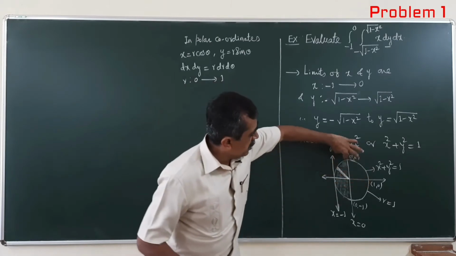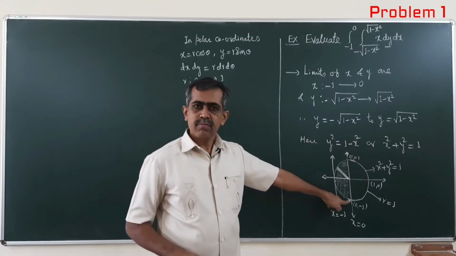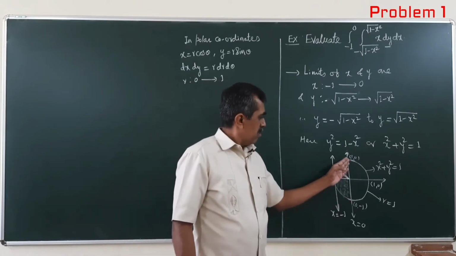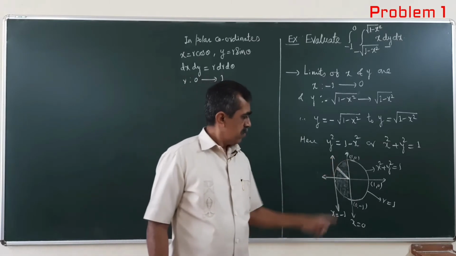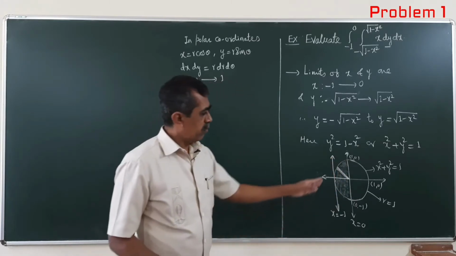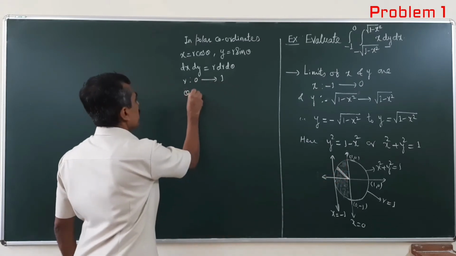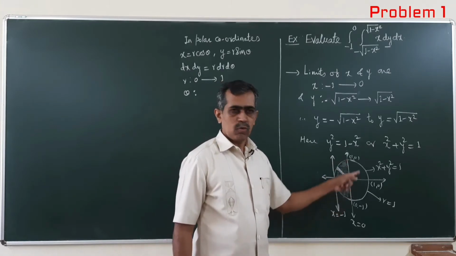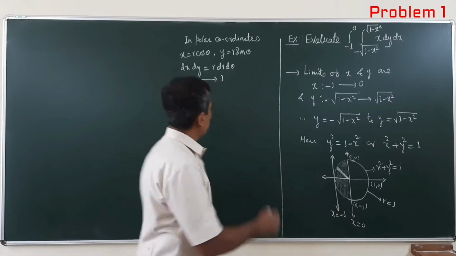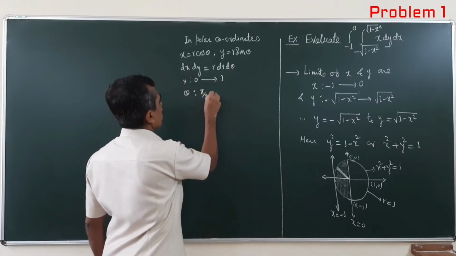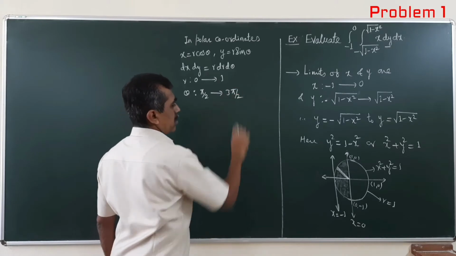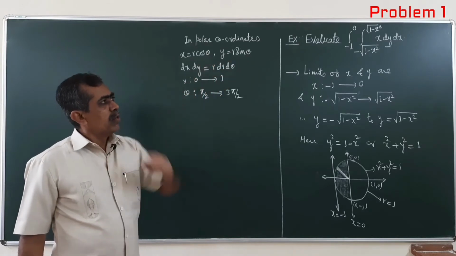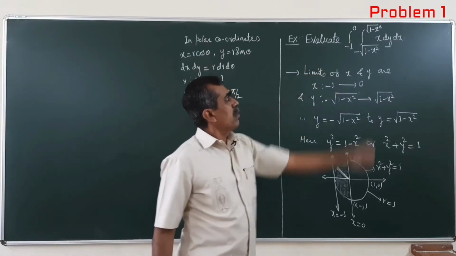So when we move this strip from this point to this point, what is the angle through which theta will go? Here is theta pi by 2, here pi, and here is 3 pi by 2. So theta will move from pi by 2 to 3 pi by 2. So these are the limits of r and theta. Now you go for the integral.